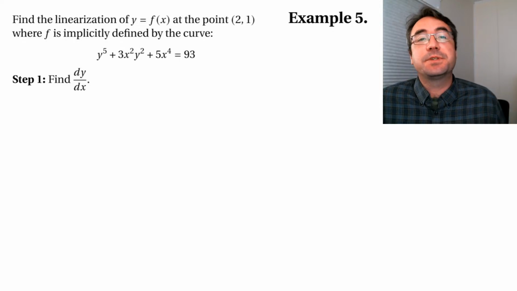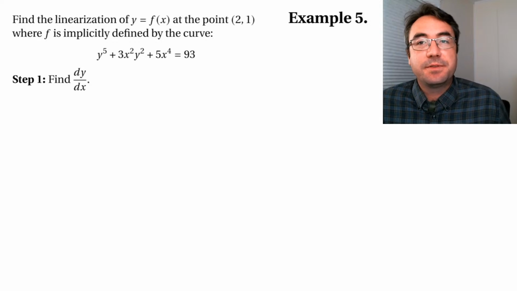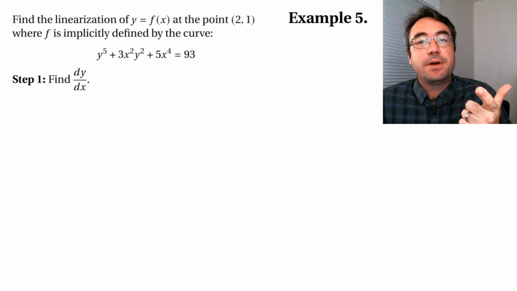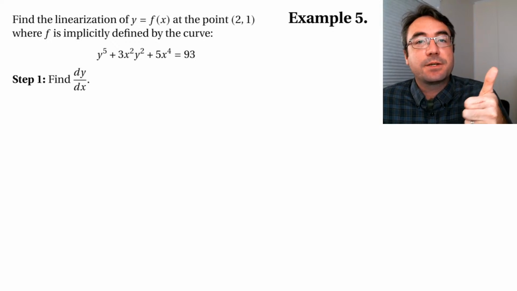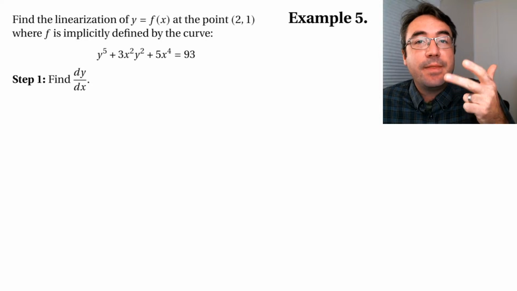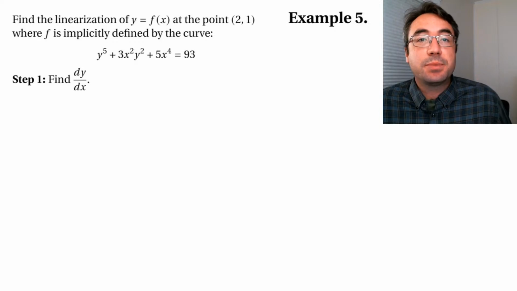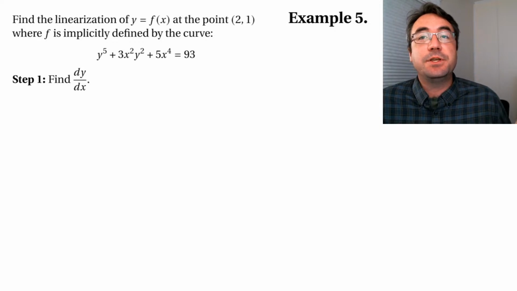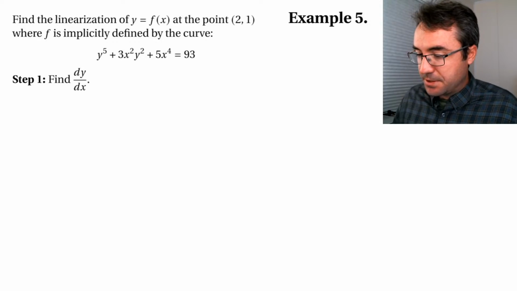So let's actually go through the steps here. We want to find the linearization of this function. It involves going through our three ingredients. Find the x-coordinate, find the y-coordinate, find the slope. We're given the point, so we're given the x-coordinate and the y-coordinate. We just need to figure out the slope, and that means we need to figure out dy/dx. Because this is an implicitly defined function, we're going to have to use implicit differentiation. So let's see what this looks like.